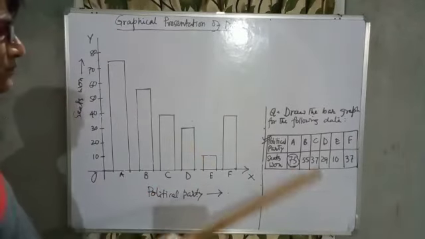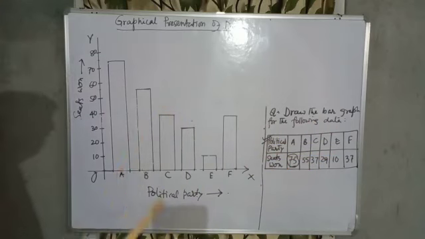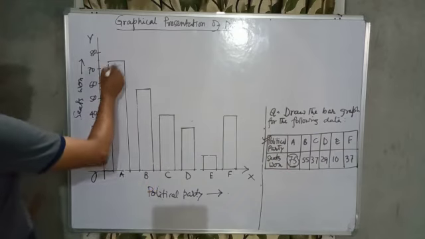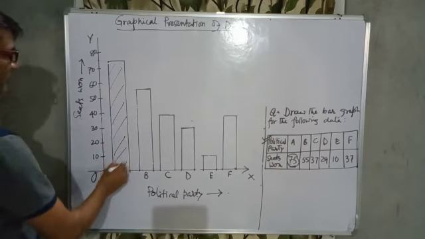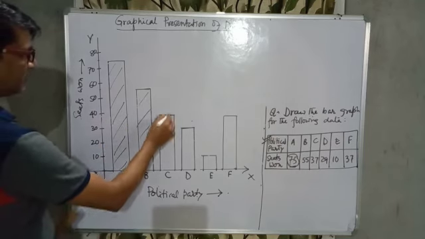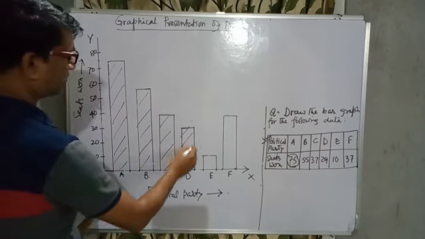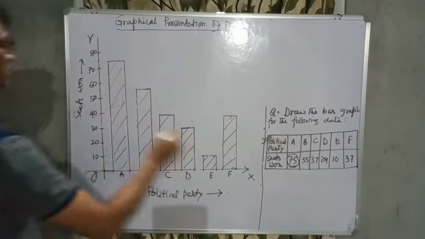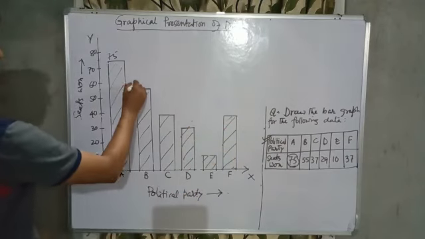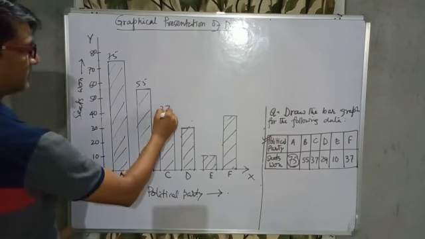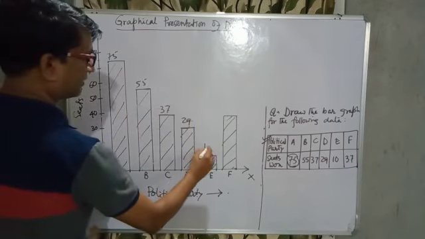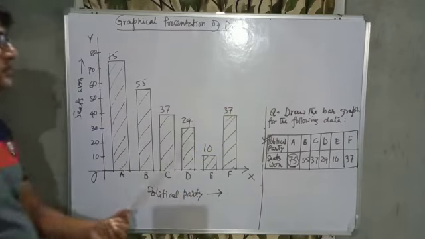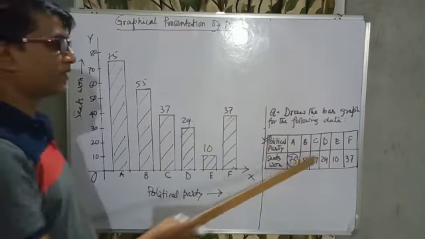So this data is represented by bars, with the same width and the same gap between the bars. You can make a design if you have time, that is your choice. If time is short, there is no need. You can mark the numbers: 75, 55, 37, 29, then 10, and 37. And we can differentiate the different political parties by their seat numbers.